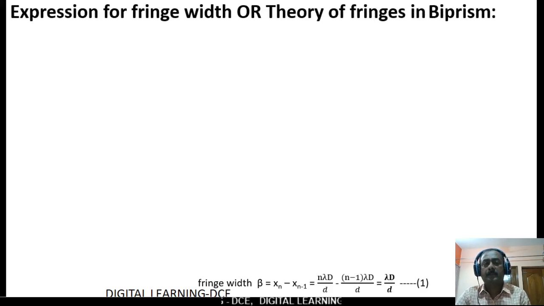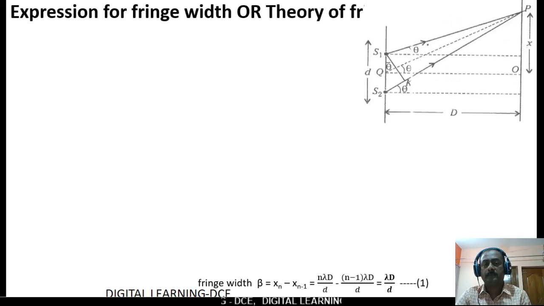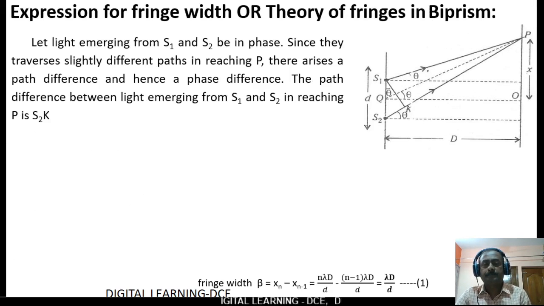Let us see the theory of biprism, or the expression for fringe width. We can derive the expression for fringe width in a biprism. See here. S1 and S2 are the coherent sources, that means virtual sources which are derived from the single source S. The screen is kept at a distance D from the coherent sources S1 and S2.